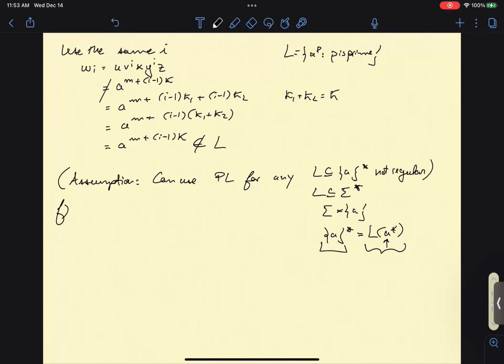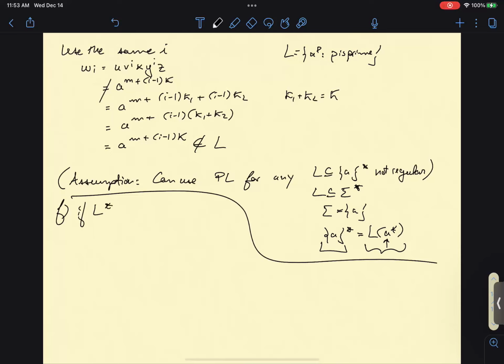Any other questions? Okay, so this is F. It says if L star is regular, then L may not be context free. Is this true or false?